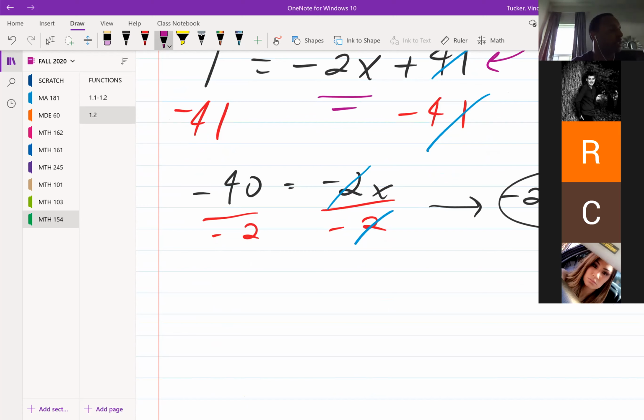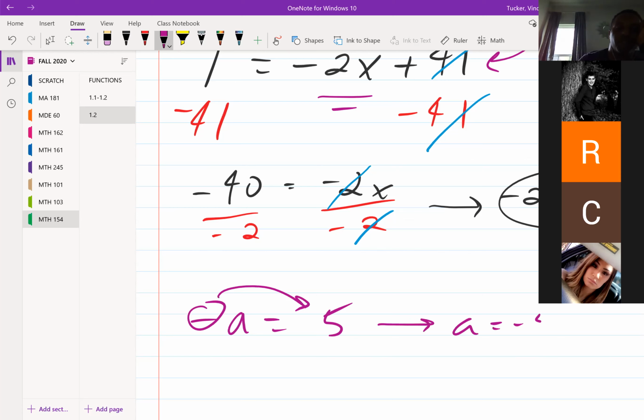So if there's anything still attached to the x, or anything that's still on the same side as x, same thing as if I had negative a equal to 5. Let's say if I came down here, I still need to get rid of this negative, by taking it over. And so that'd be a equal to negative 5. Okay, got it. Mm-hmm.